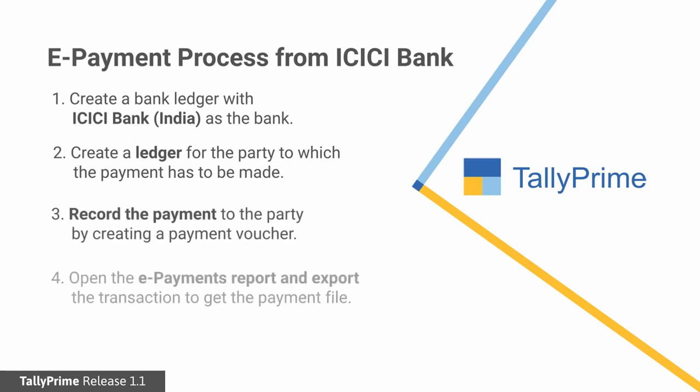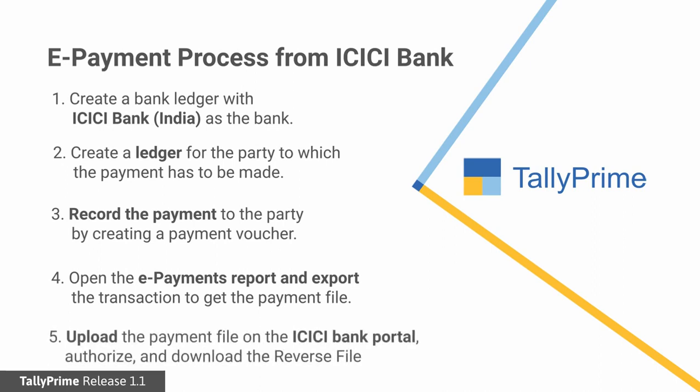Now, open the ePayments report and export the transaction to get the payment file. Finally, upload the payment file to the ICICI Bank portal, authorize and download the reverse file. You can import this file in Tally Prime to reconcile the ePayment transaction.